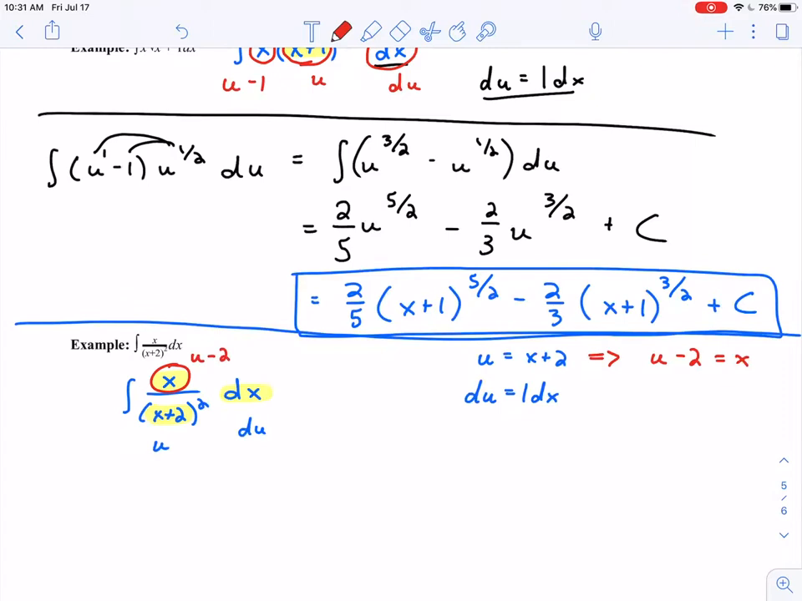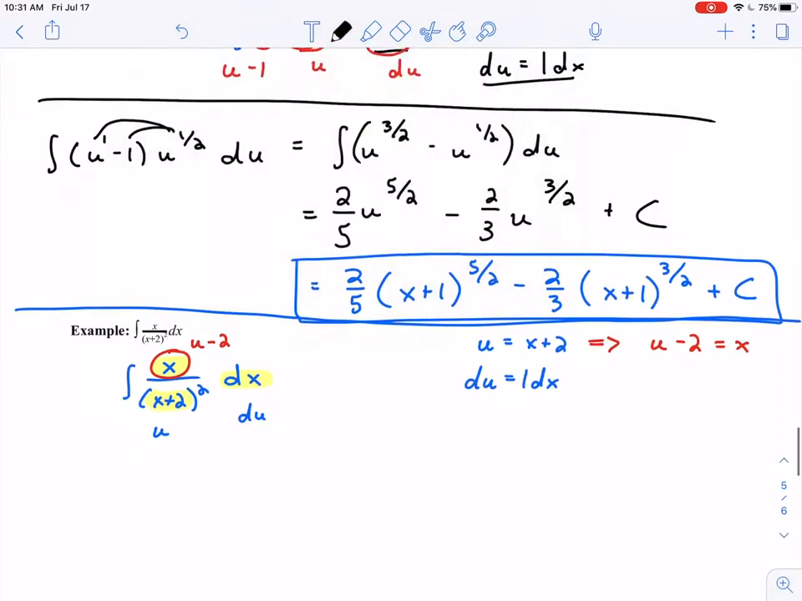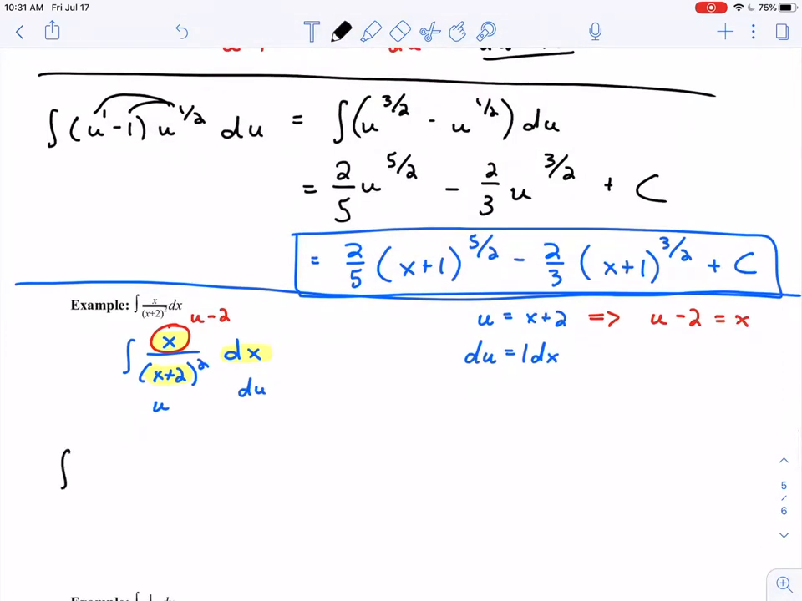So let's see what this looks like then. I should have (u minus 2) divided by u squared du. Again, this is still not something that I can integrate yet, but at least I can simplify this. I'm going to pull this apart into 2 separate fractions. I'm going to have u over u squared, negative 2 over u squared. So this will be u over u squared minus 2 over u squared du.